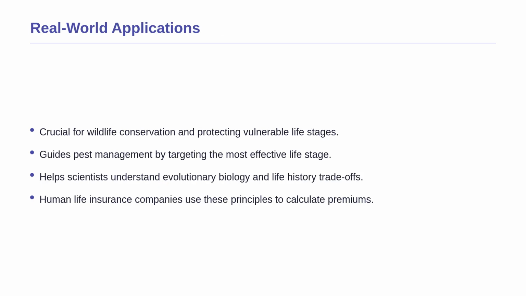Before we dive into the math, let us understand why this matters in the real world. Understanding survivorship curves is absolutely critical for wildlife conservation. If we know an endangered turtle has massive early death, protecting the eggs has the biggest impact. Conversely, to control an invasive pest, targeting adults before they reproduce might be most effective. Without these curves, ecologists would be guessing blindly. Even human life insurance companies use these exact same mathematical principles to predict life expectancy and calculate premiums.